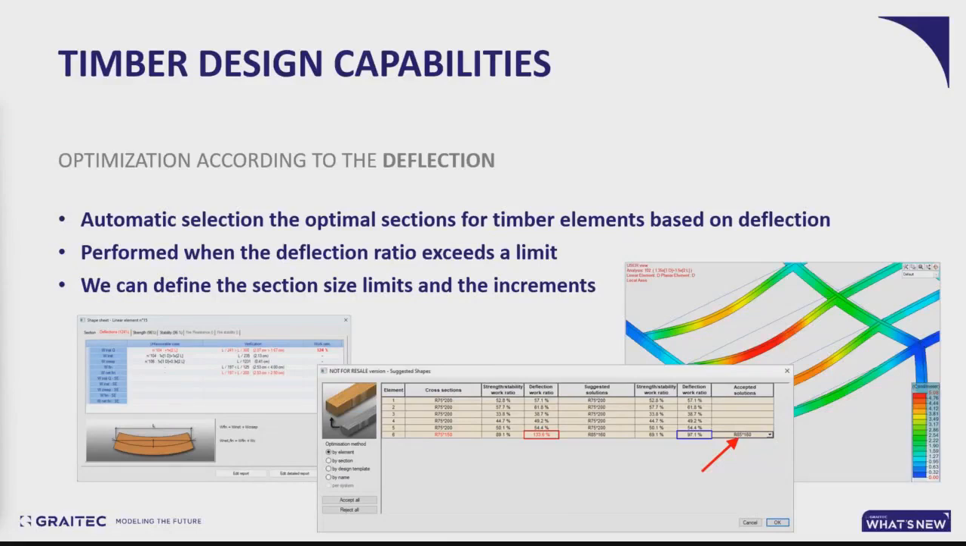Of course, we can define additional rules like the section size limits and the increments. And now we can use both types of work ratios for the optimization, so from the strength and from the deflections.